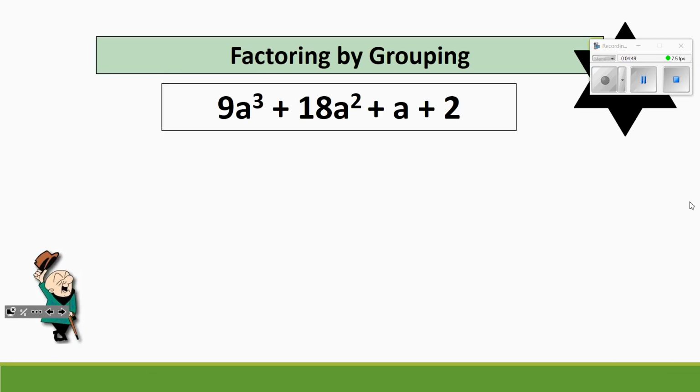In our next example, again, our first step is always looking to see if there is a greatest common factor for all 4 terms. There is not. So now we're going to factor by grouping. So we look at the first pair, and we look up there and decide that the greatest common factor would be 9a squared. So now we divide both of these two terms by 9a squared.